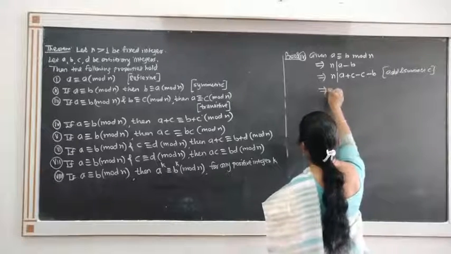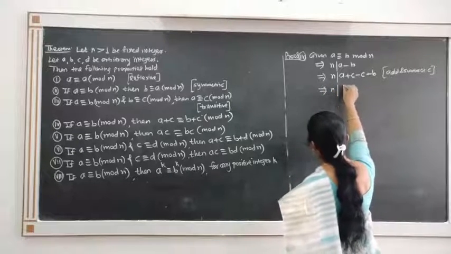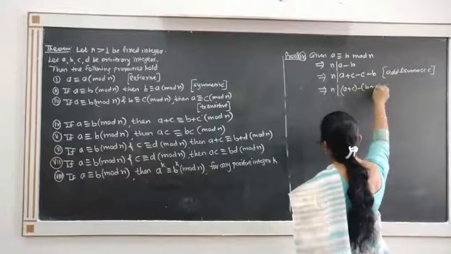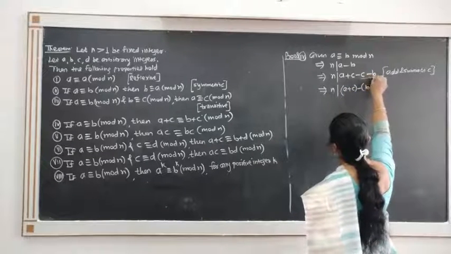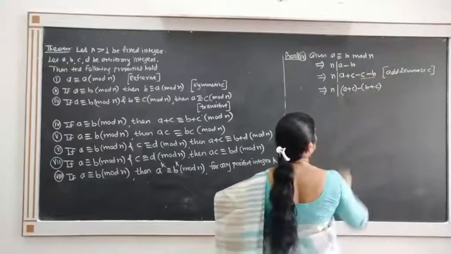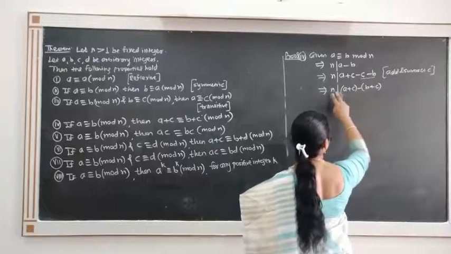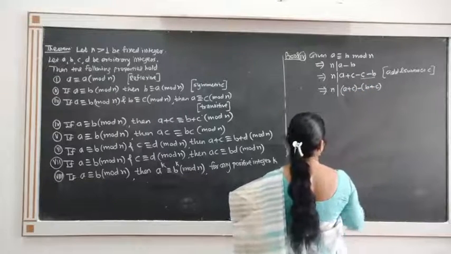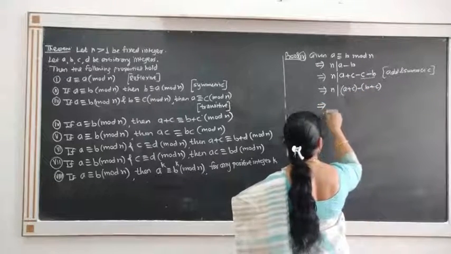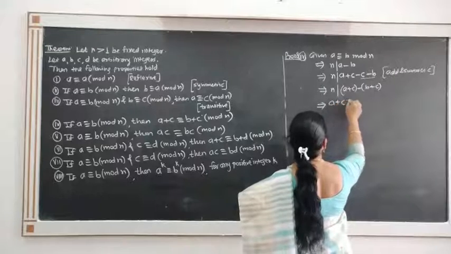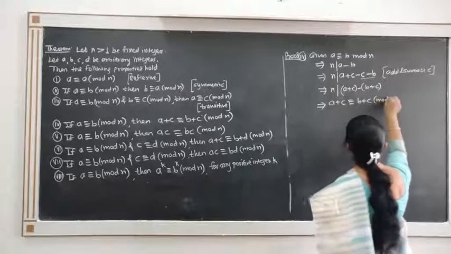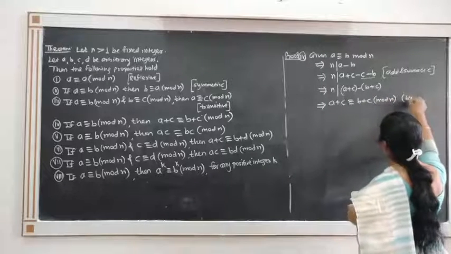This implies n divides, in bracket, a plus c minus b plus c. From these two we take minus sign common and collect them in brackets. So n divides (a plus c) minus (b plus c). This implies, by definition of congruence, a plus c is congruent to b plus c modulo n, by definition of congruence again.